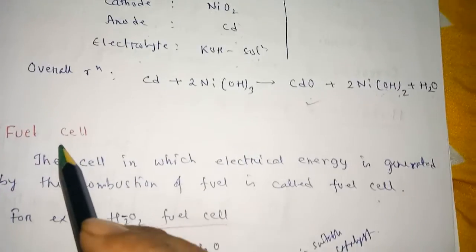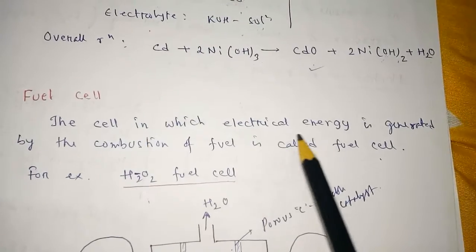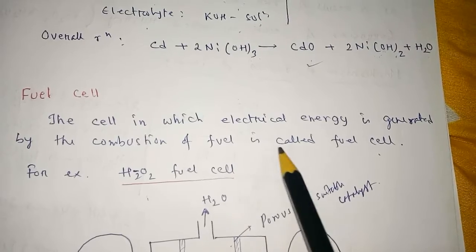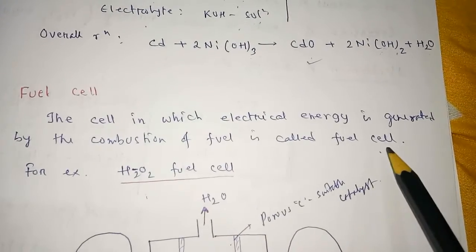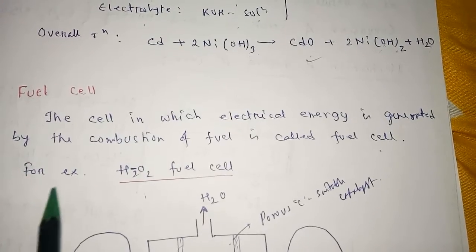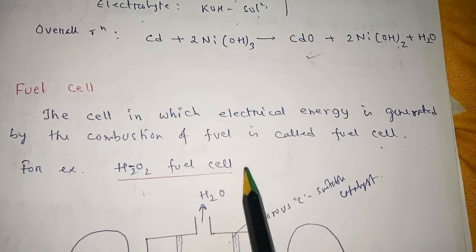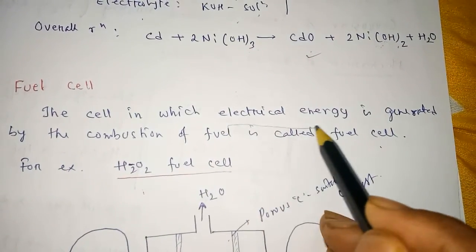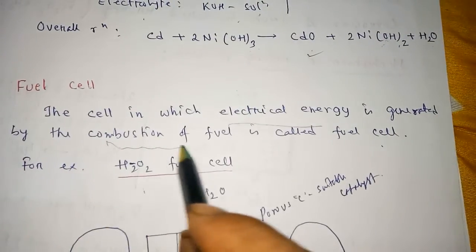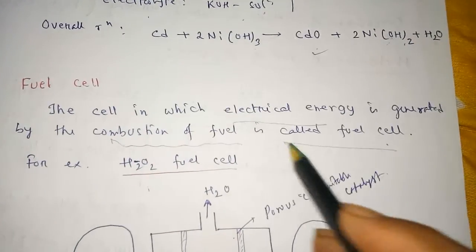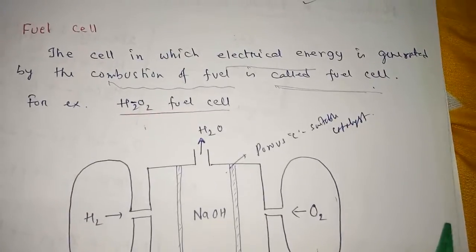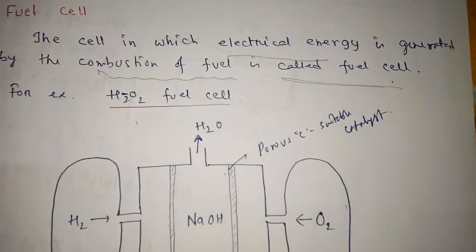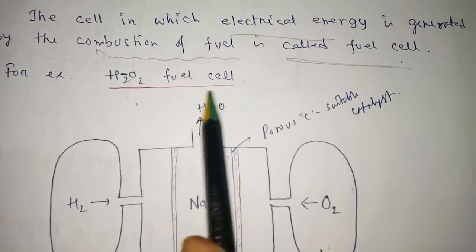Now we have the fuel cell. The cell in which electric energy is generated by the combustion of fuel is called a fuel cell, for example, the hydrogen oxygen fuel cell. In this cell, the electric energy is generated by combustion of fuel. If you combust any fuel, for example methane, and produce electricity, then also it will be a fuel cell. So in this category, first we are taking the hydrogen oxygen fuel cell.